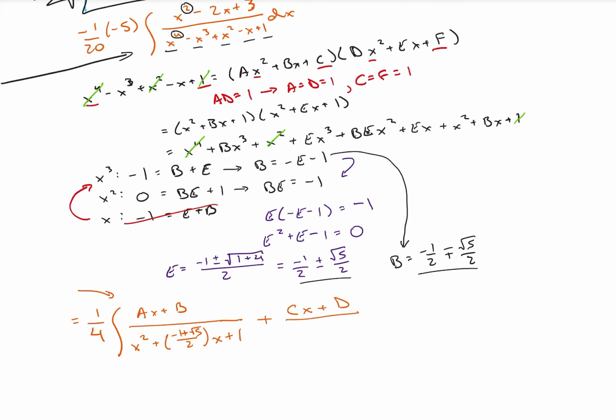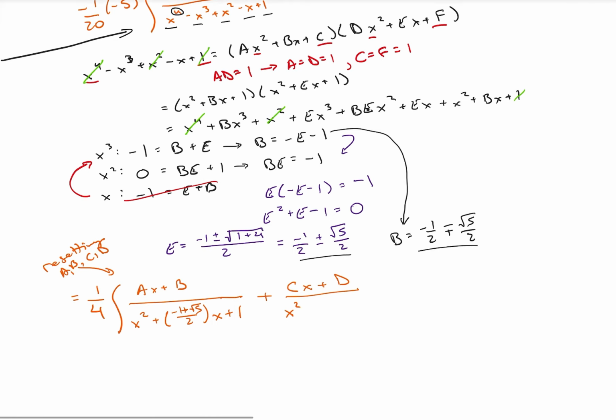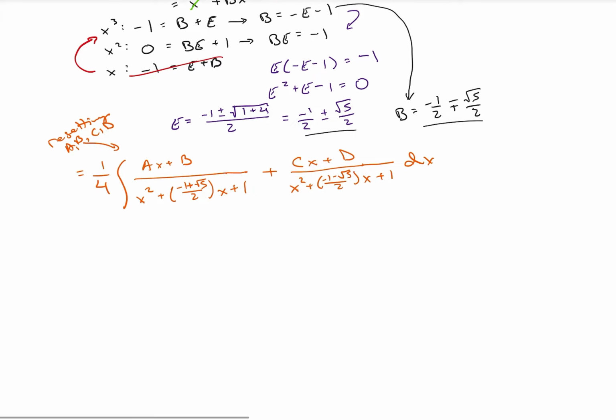I'm resetting my variables. So resetting a, b, c, d. I'm using a, b, c, d again just for simplicity of letters so that I'm not throwing out Greek letters. I know that confuses some people. Denominator, I'm going to have x squared plus -1 minus root 5 over 2, x plus 1. Okay, so you guessed it. We get to go ahead and do partial fraction decomposition again. So we get to solve for what a, b, c, and d are. So let's go ahead and do that.